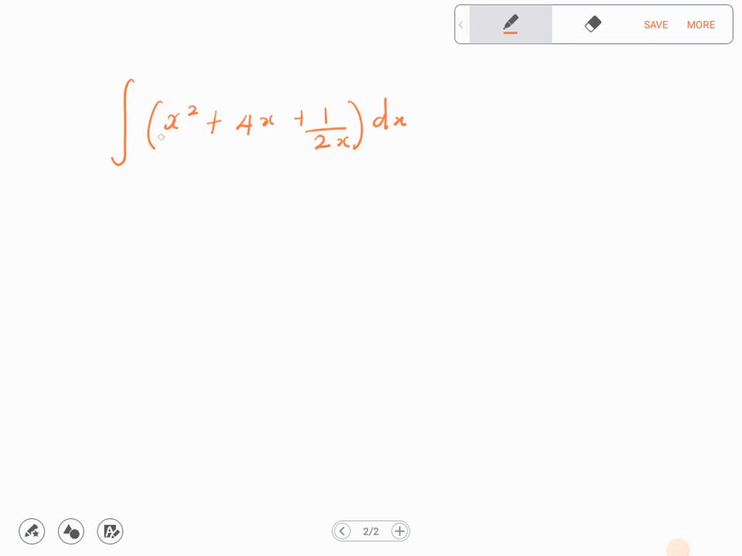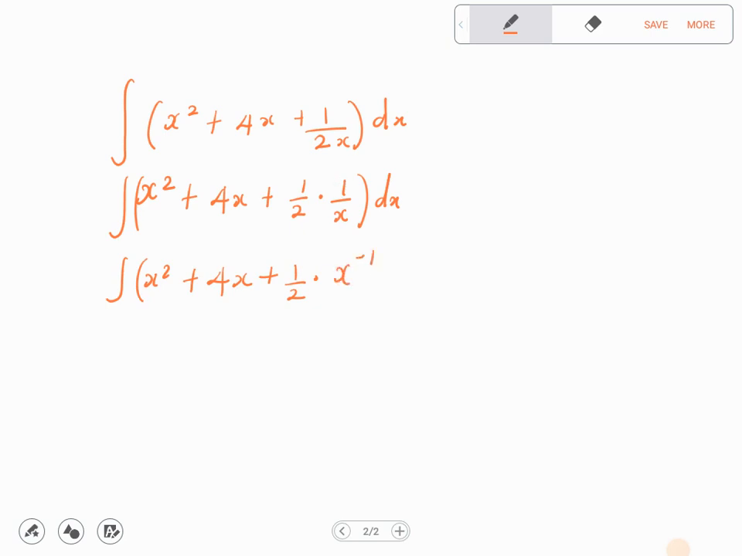First of all, let's write this in a standard form, which would be 4x. This one is the same as half multiplied by 1 over x, then dx, right? We are still writing this in standard form. This is still x like that, plus 4x. The constant will remain the same. Then this one is the same as x to the power negative 1. Hope it's making sense. Then we have dx.